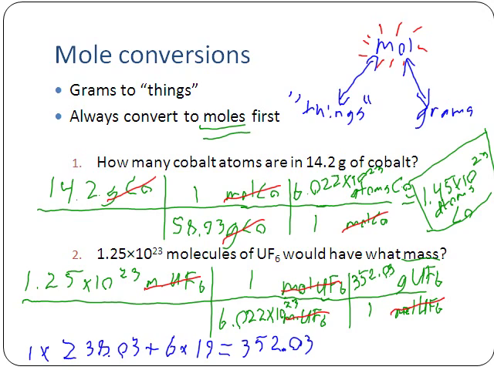Doing so gets us an answer of 73.07. Since we had 3 significant figures to start, we're going to have 3 significant figures for our answer, and so that means we'll have 73.1 grams of UF6, and that's going to be our final answer. And so that's how you go about converting from molecules to grams, or in general from any type of thing to a gram.